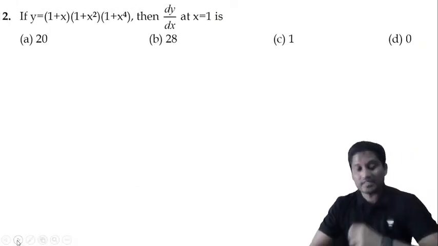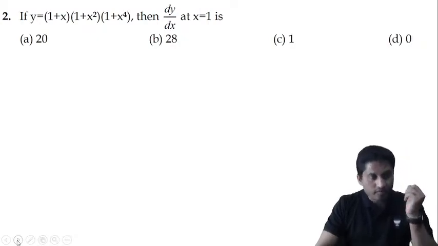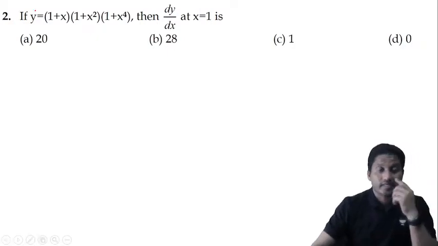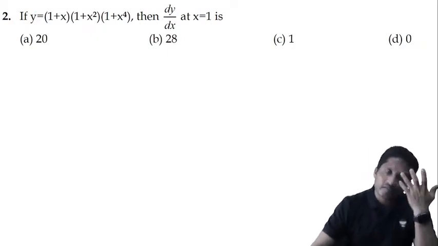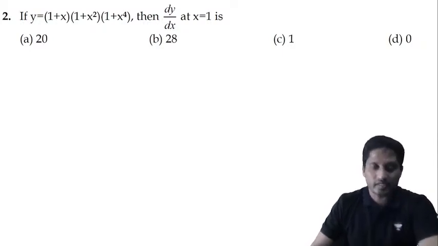Okay, y is equal to (1 plus x) into (1 plus x square) into (1 plus x power 4) into (1 plus x power 8). I'm supposed to find out what is dy by dx at x is equal to 1. See, there are two ways: you differentiate directly and take the value, or you take log on both the sides and do it.